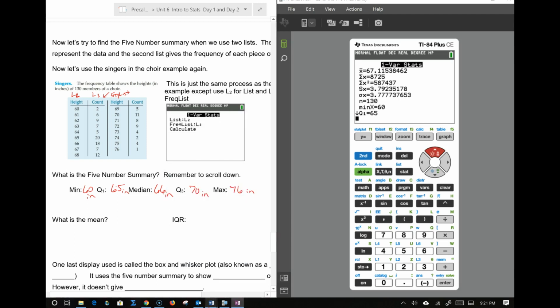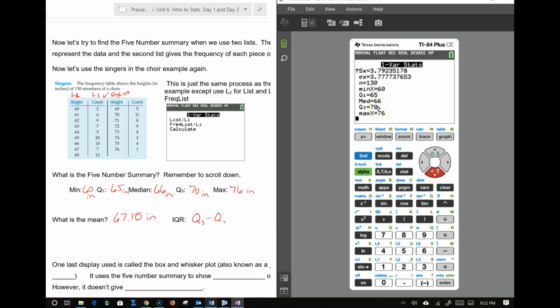All right, and then you're going to get your mean is going to be 67.115 inches. IQR, remember, that's going to be your quartile 3 minus your quartile 1.